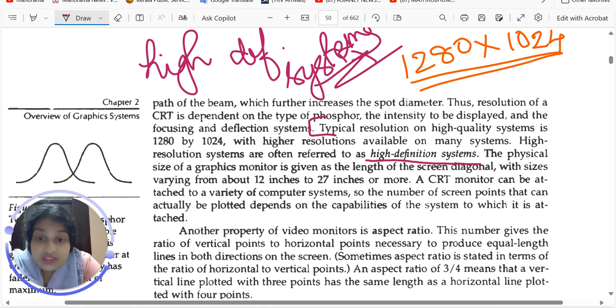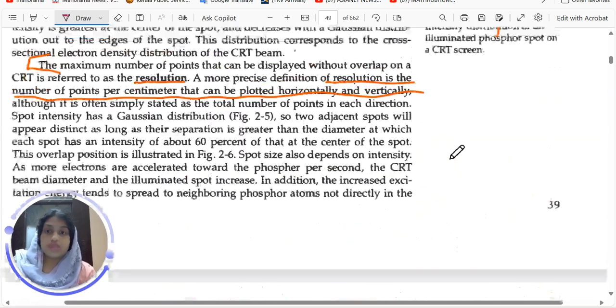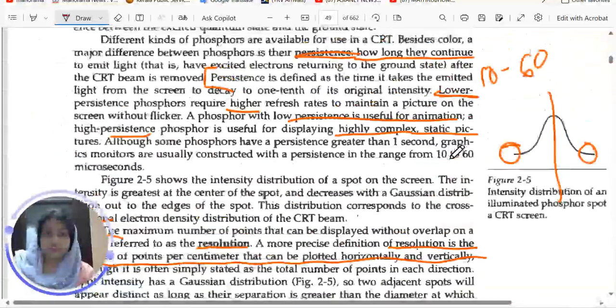The physical size of a graphic monitor is given as the length of the screen diagonal, with sizes varying from 12 inches. That is another thing. This much you have to write. Now, a CRT monitor can be attached to a variety of computer systems. So the number of screen points that can actually be plotted depends on the capabilities of the system to which it is attached.